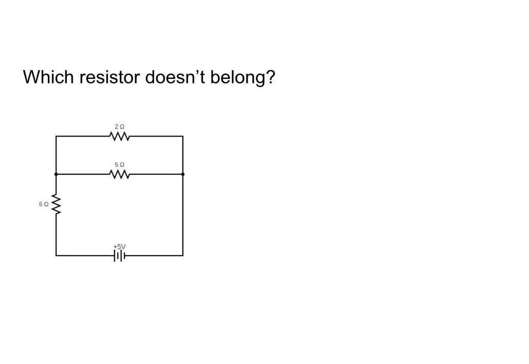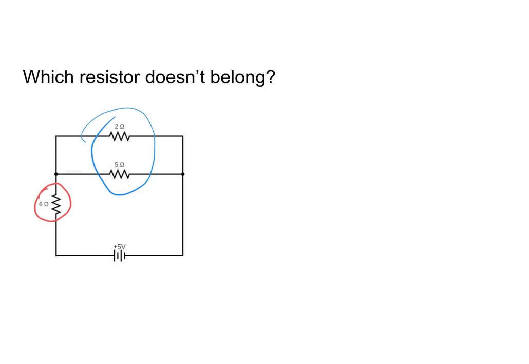Okay, so hopefully your answer is the same as mine. When I looked at this circuit, it looked like the 6 ohm resistor didn't belong because the 6 ohm resistor is off on the side by itself, kind of in the same section as the battery, while my 2 ohm and 5 ohm resistors are both after my circuit has split into 2 different wires. So my 2 and my 5 ohm resistor are where I'm going to start.